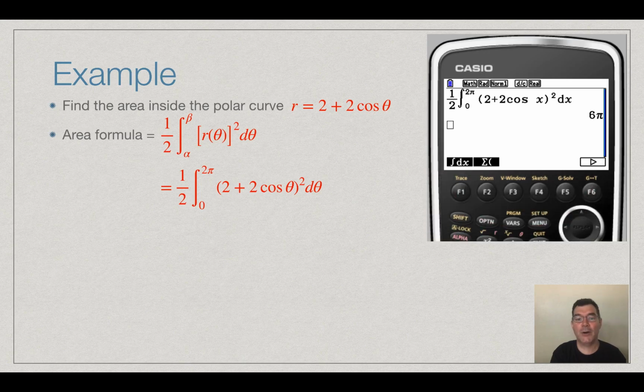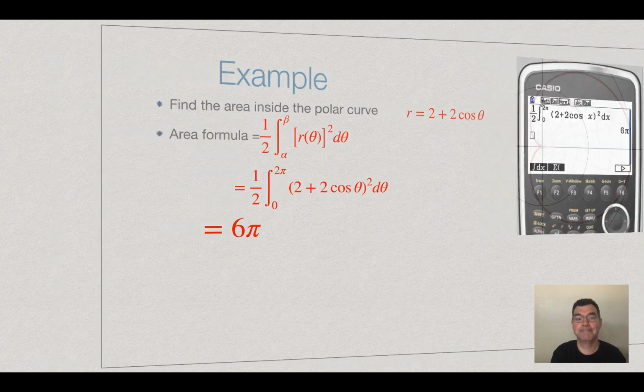Rather than figure out what this is by hand, I can use a calculator to do this, and I get 6 pi as my answer. So the area inside of that graph was 6 pi.